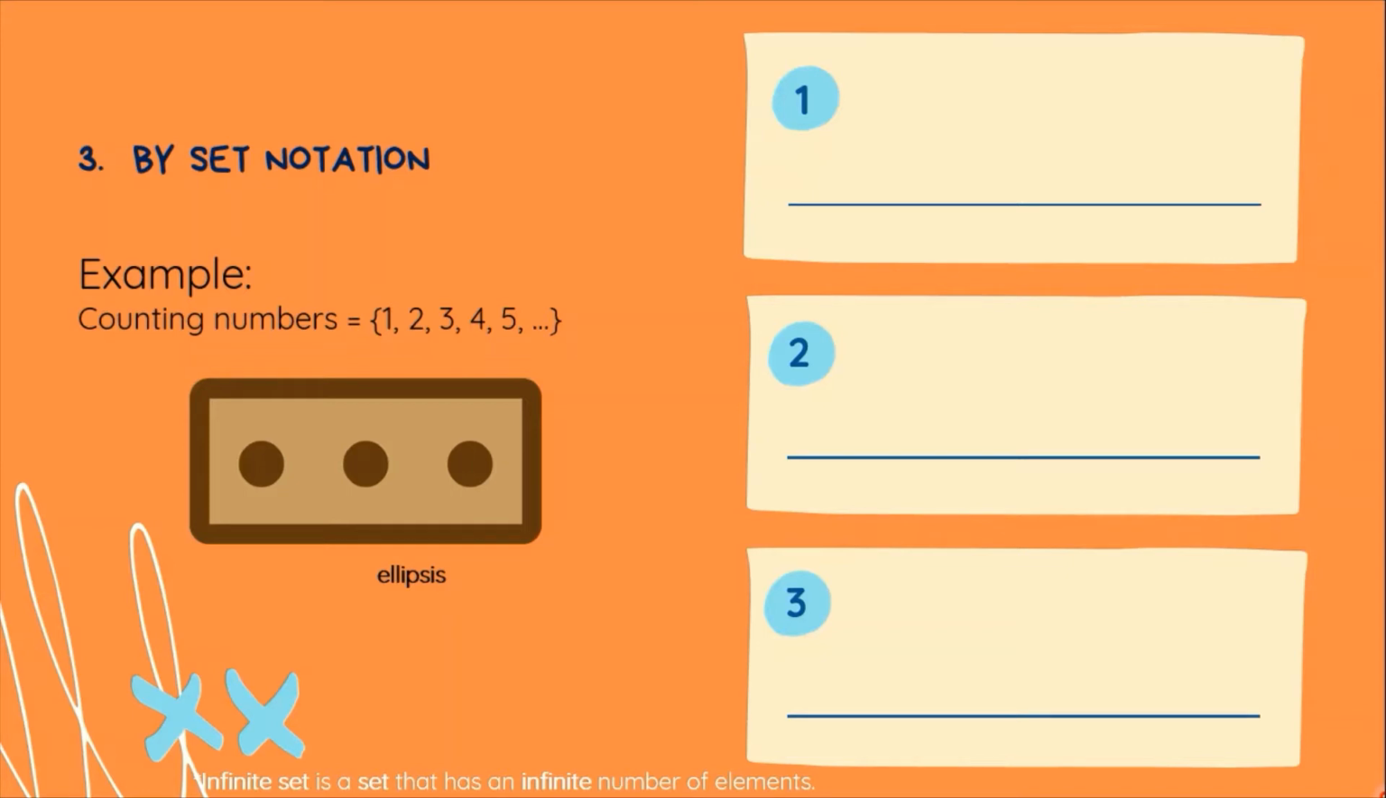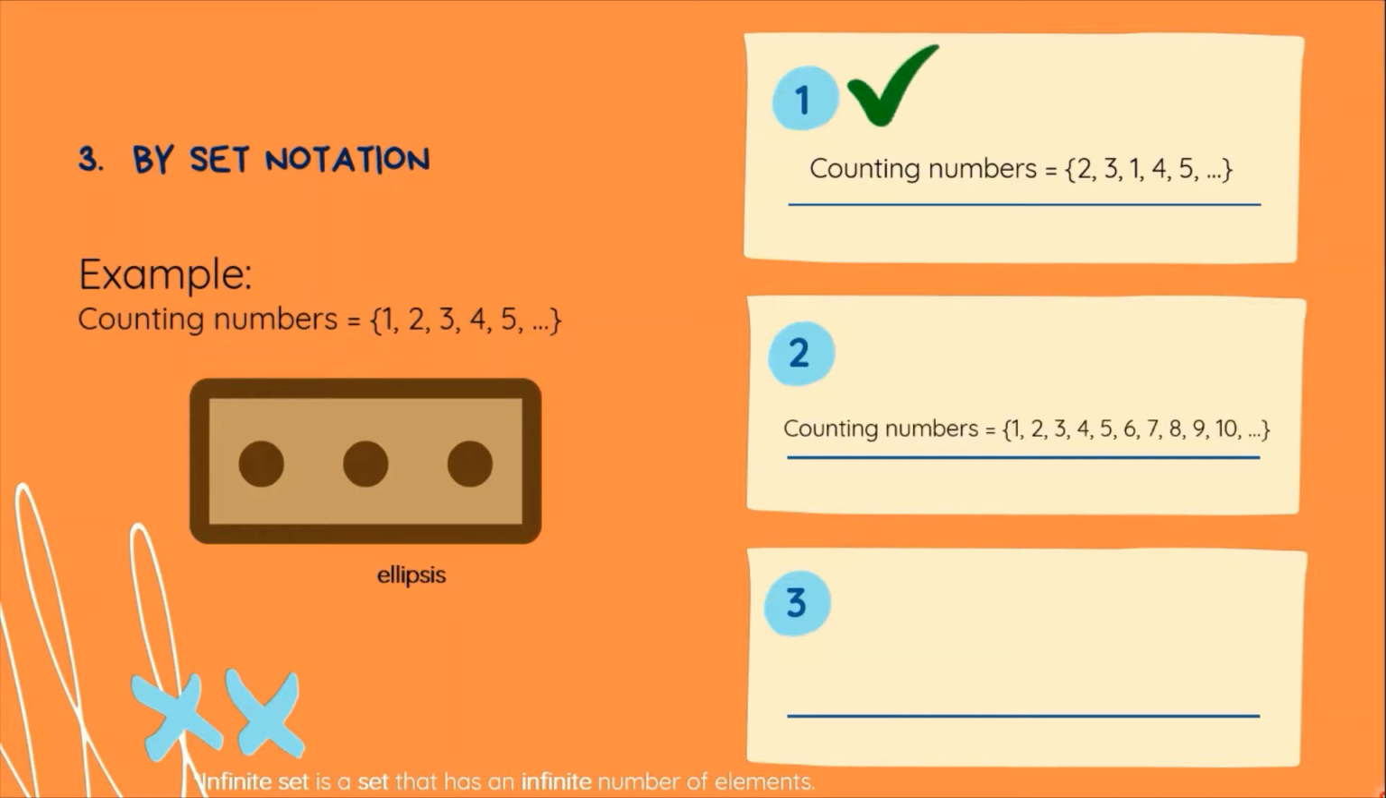Pwede pa rin nating iba-iba ang ayos ng members ng set. It is not required na arranged siya in chronological order. Hindi naman kailangan na sunod-sunod tulad nito. Pwede natin siyang bali-baliktarin so long as ang dulo niya ay ellipsis to signify infinity. Pwede rin nating dagdagan kung gusto natin. 1, 2, 3, 4, 5, 6, 7, 8, 9, 10. Ang dulo ay ellipsis pa din. Pwede yon. All these 3 are correct.